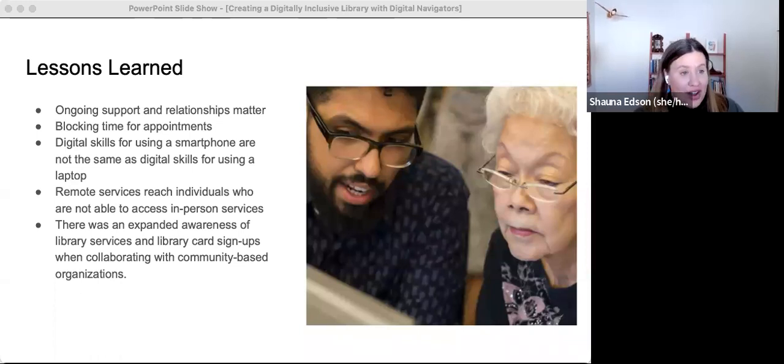But we do have staff who have since been trained as doing all of the digital navigator work. Our main library has a whole department for technology and digital access, and in our locations, all of the staff there are trained to provide that one-on-one support and help folks connect to free or low-cost internet and devices in our community.